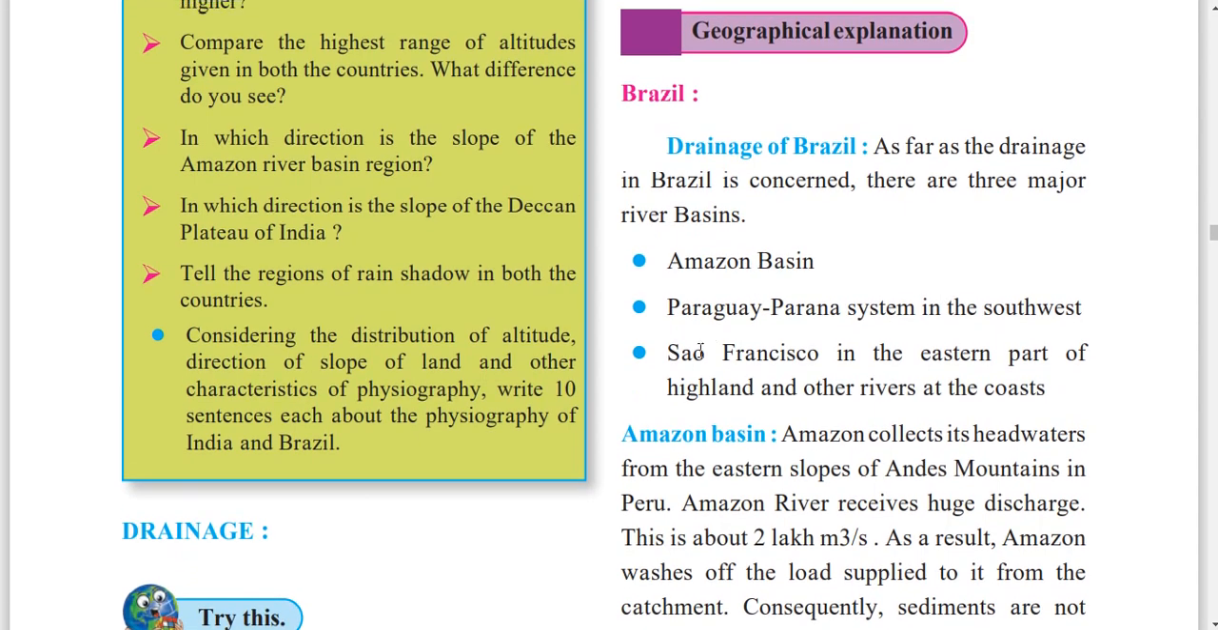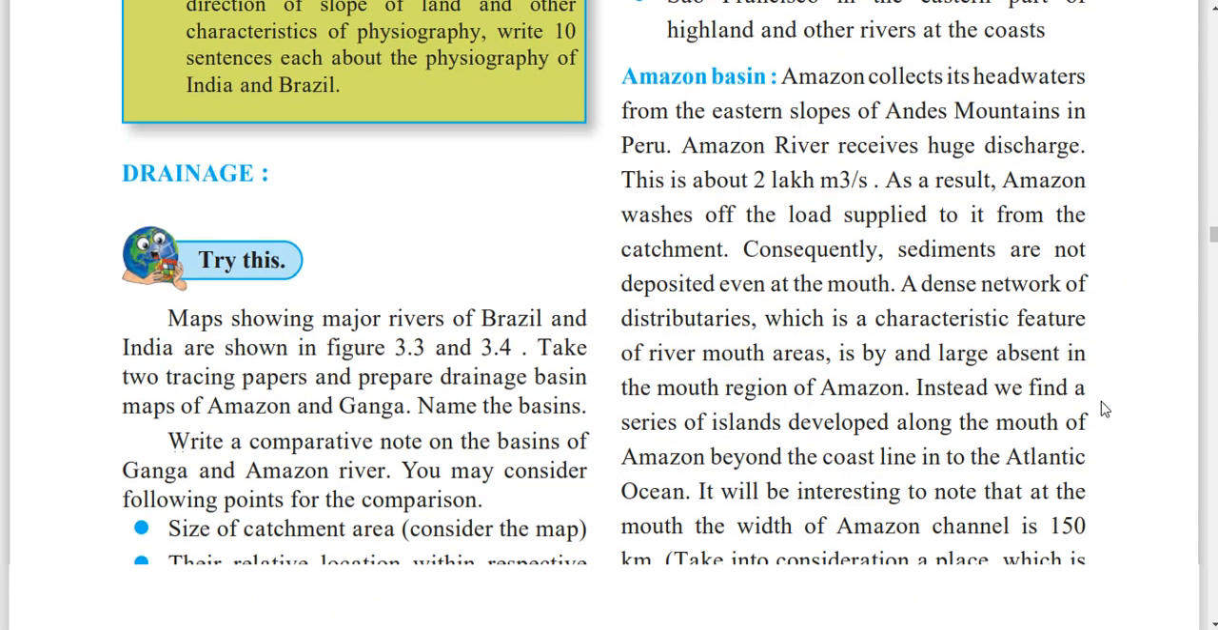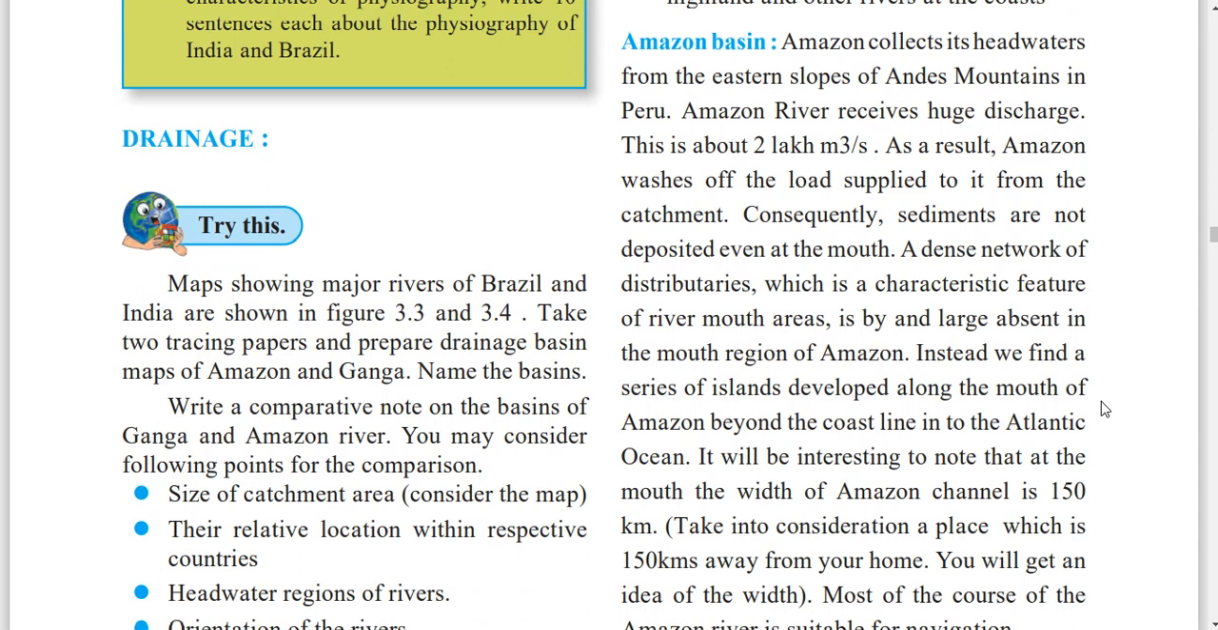Amazon Basin, Paraguay Paraná system in the southwest, São Francisco in the eastern part of the highland, and other rivers at the coasts. Amazon Basin.